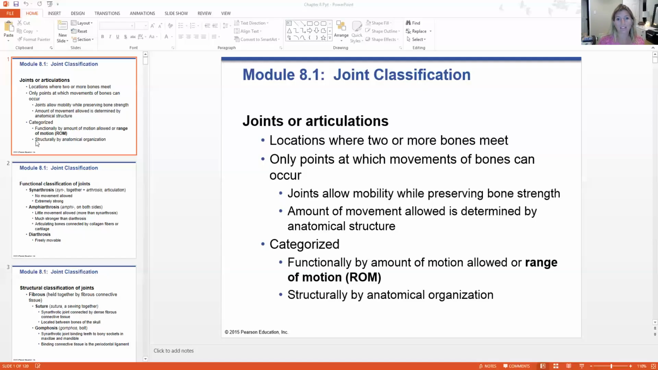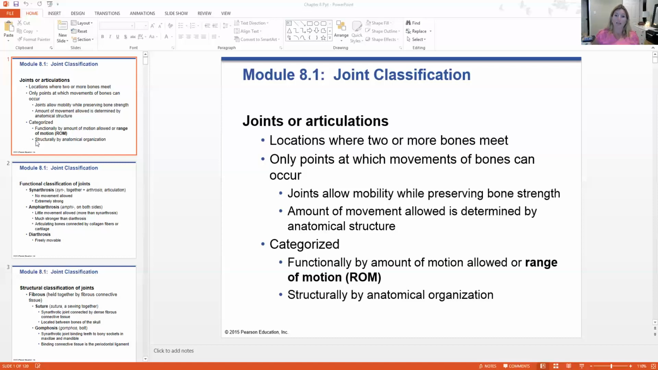So this is chapter 8. We're looking at joints, which are more officially called articulations. This is where two or more bones meet. The joints aren't always movable though. So in some cases, you might not even realize that what we're looking at is in fact a joint. You wouldn't recognize it as being two bones going together.